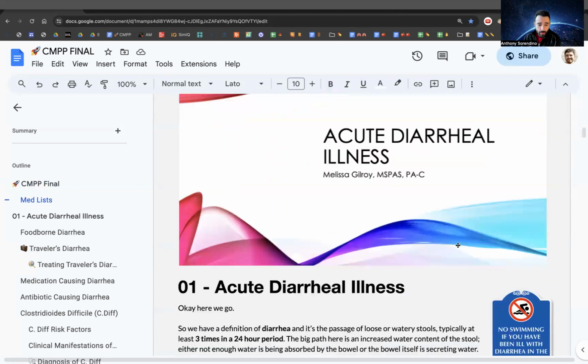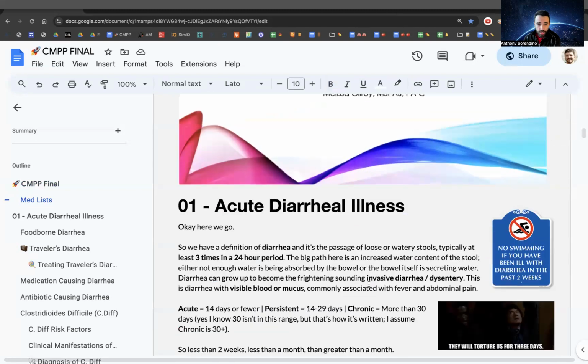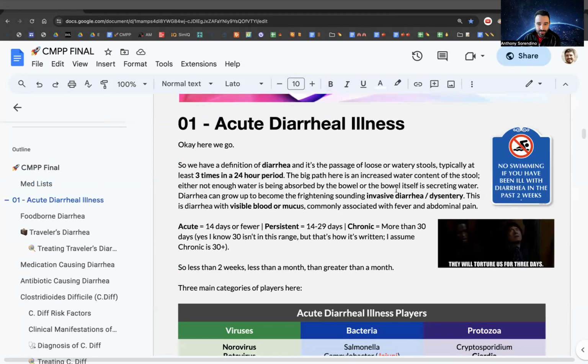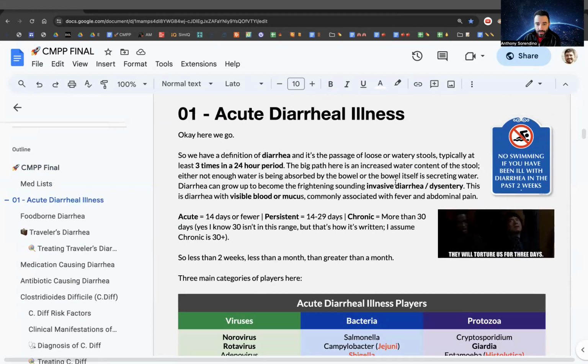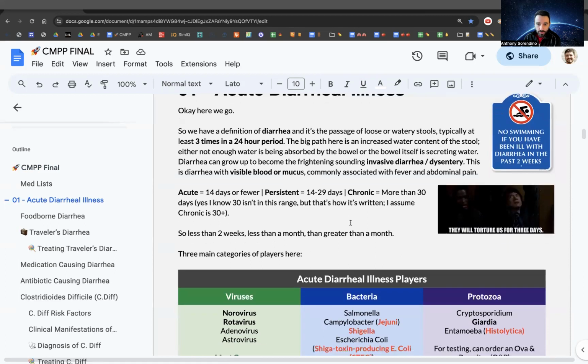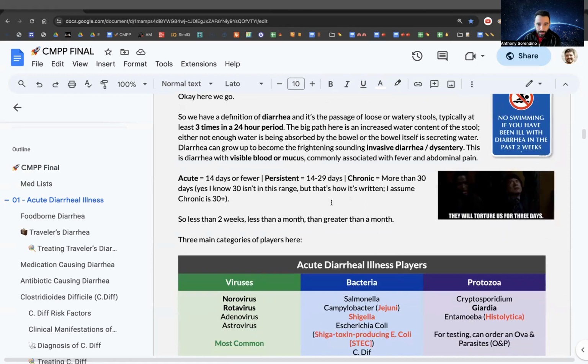All right, so the first topic we have here is acute diarrheal illness. Diarrhea is going to be defined as loose watery stools at least 3 times in a day. All right. And it can turn into something called invasive diarrhea or dysentery. With that, you're going to have visible blood or mucus, and you can get a fever and some pain as well.